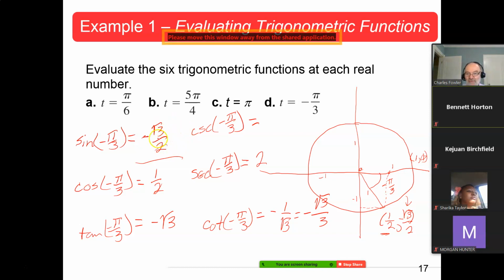1 over y, and your y was minus square root of 3 over 2, so this would be 1 over that, which is minus 2 over root 3. But a lot of times they don't like to write radicals in the denominator, so if you multiply the numerator and the denominator by root 3, you get minus 2 root 3 over 3. And that's how they like to write it. So there's the D part.